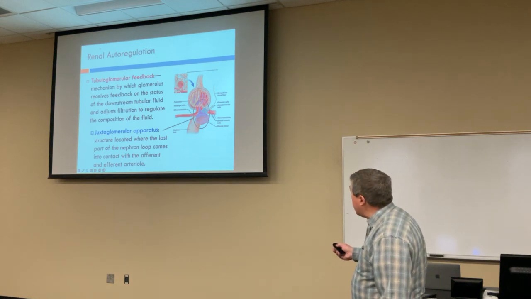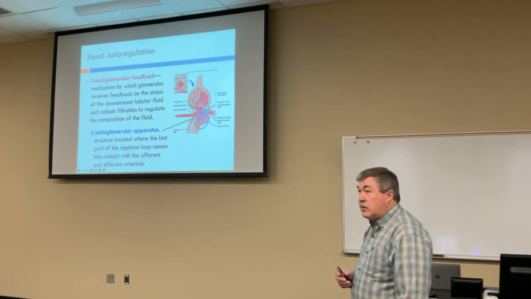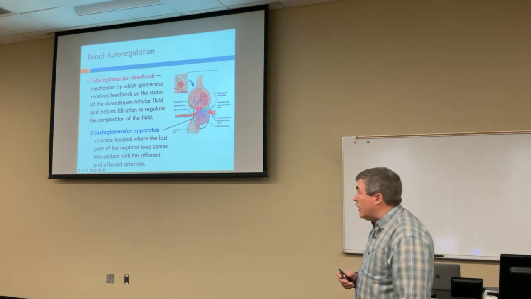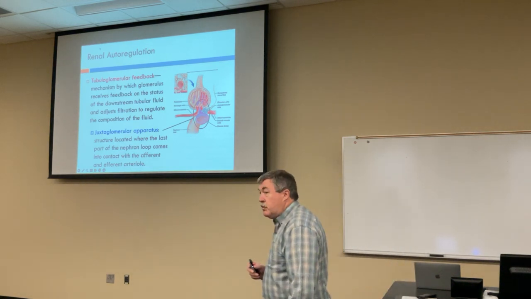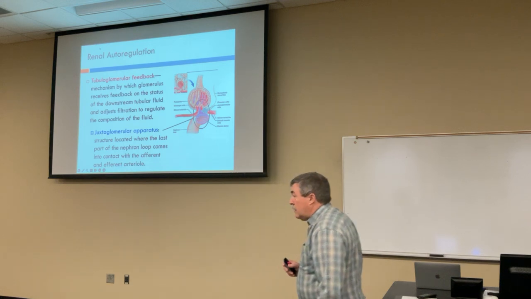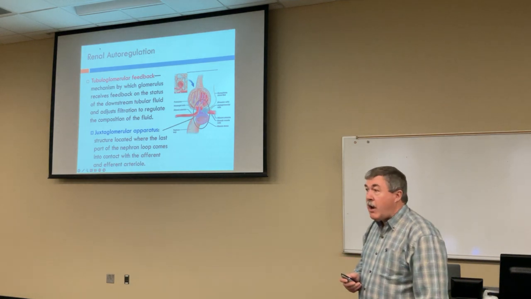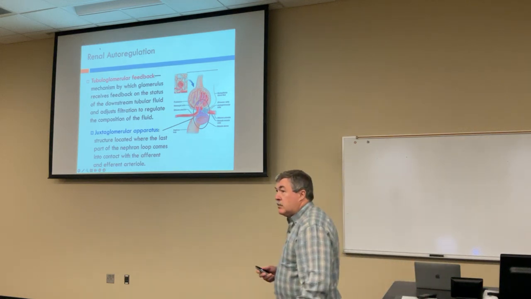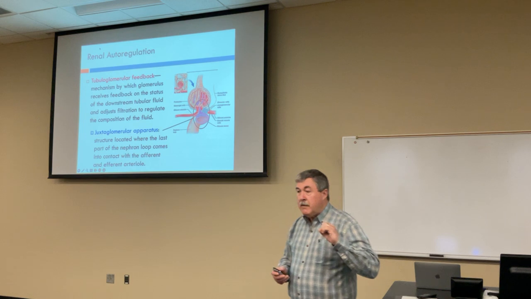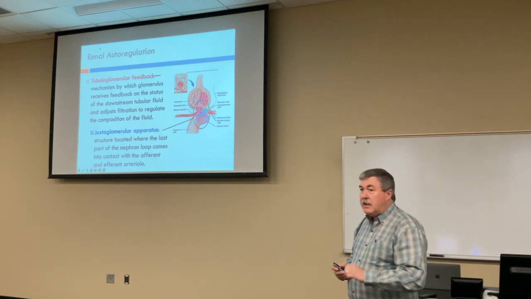Those cells are called the granular cells, or they're also known as the juxtaglomerular cells, or JG cells. The JG cells are thought to be modified smooth muscle fibers. And so when the mesangial cells produce adenosine, that stimulates those JG cells to contract. And when they contract, that causes vasoconstriction of the afferent arteriole, which reduces GFR back down to normal.